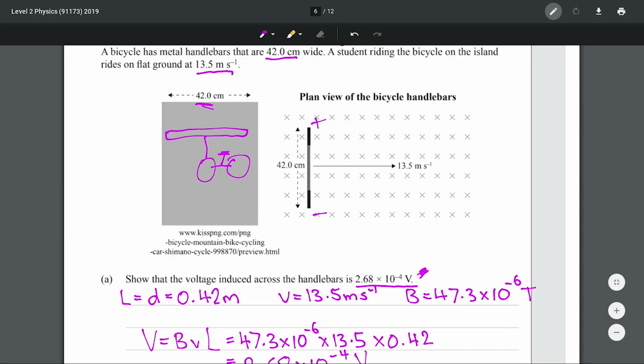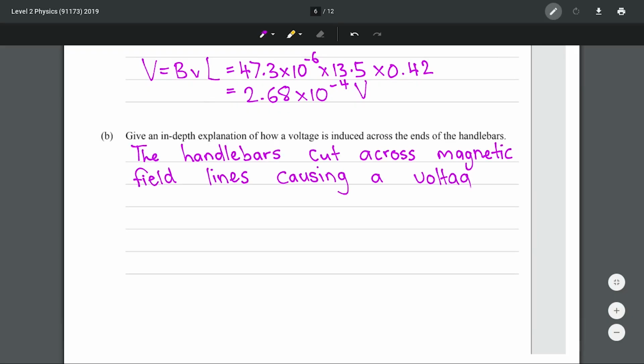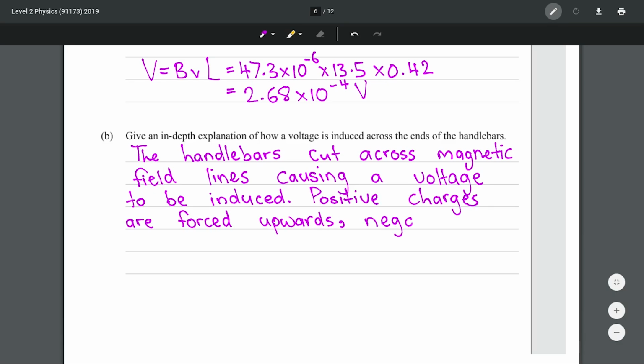And so that's another point that they might want in the assessment schedule. So let's try and put that into some words. The handlebars cut across magnetic field lines, causing a voltage to be induced. Positive charges are forced upwards, negative charges are forced downwards.